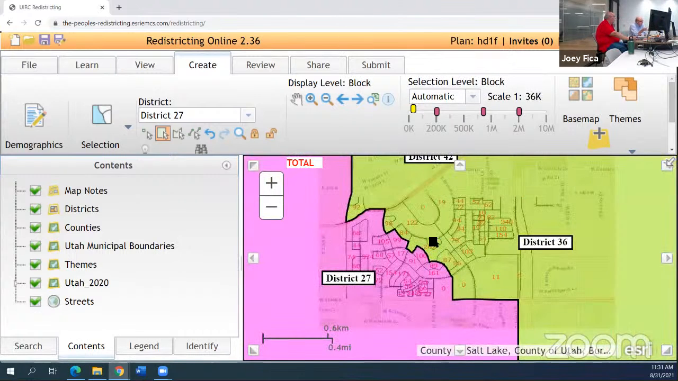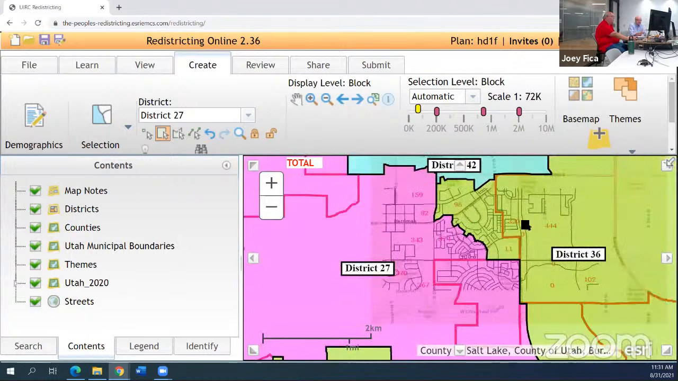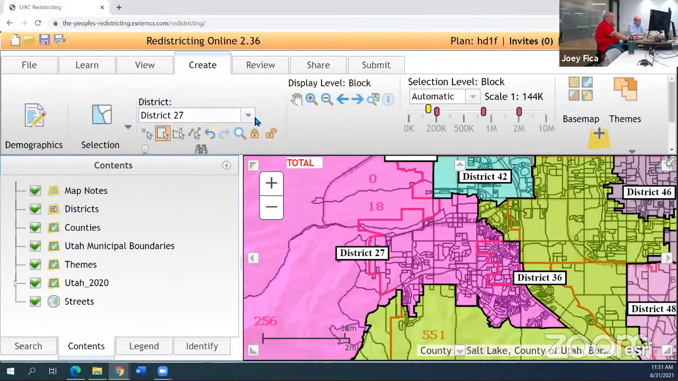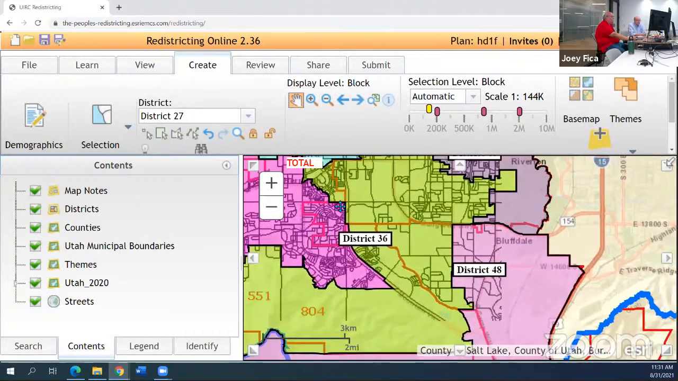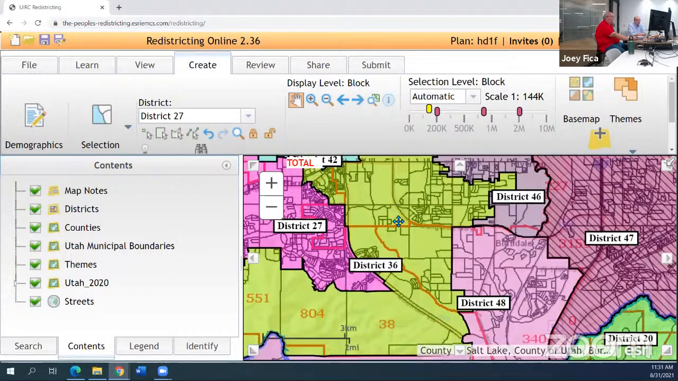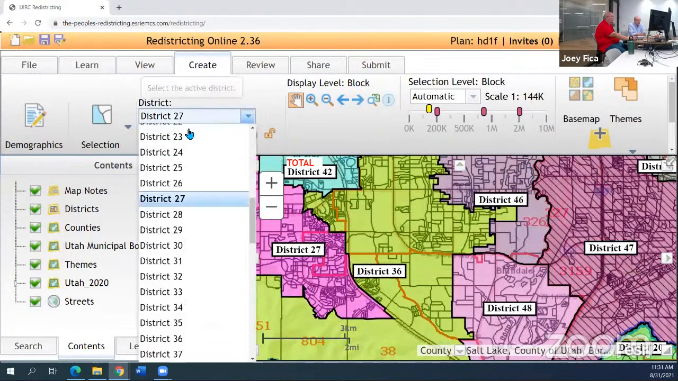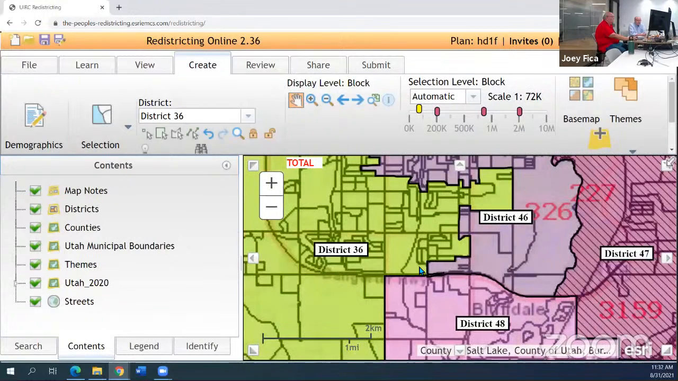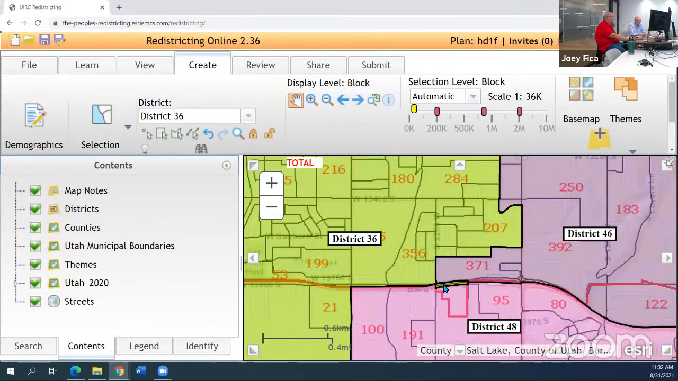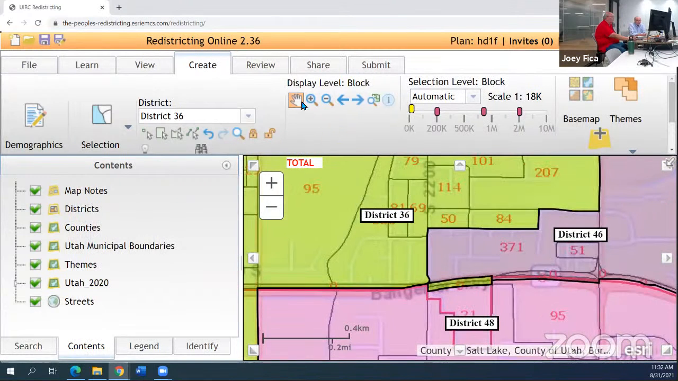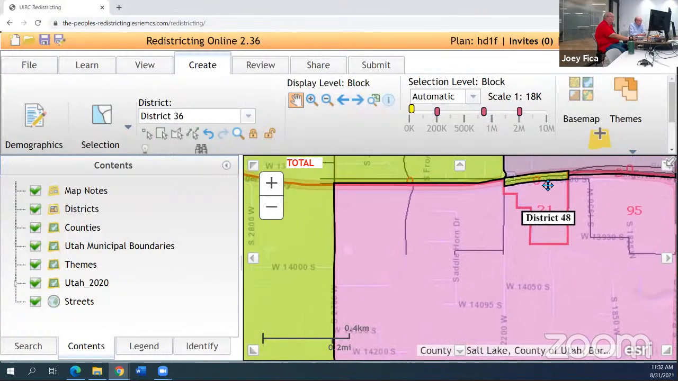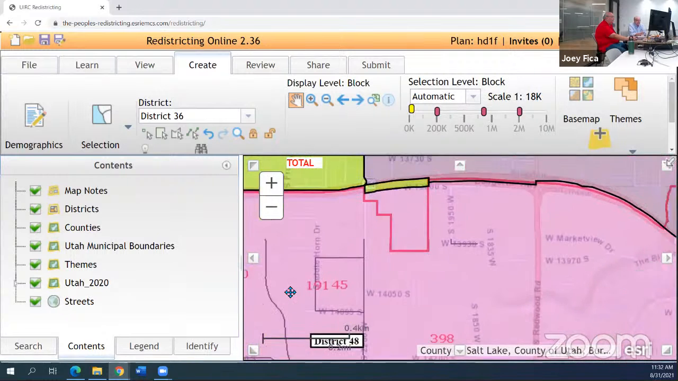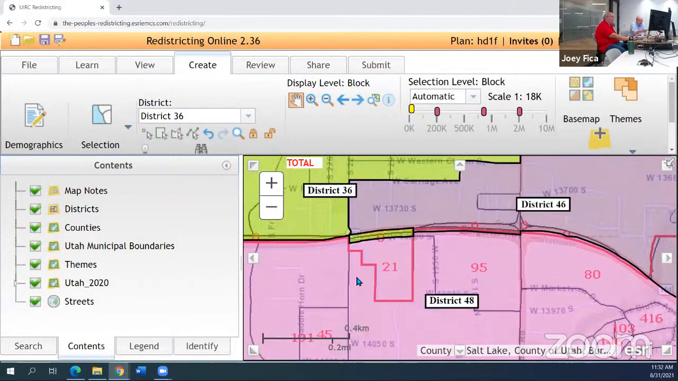So 36 is on the other side of 26. Where's 42? 42 is 17 under. Okay. 46 is 22 over, and 48 is 18 over. So we can look in here. Yeah, 46. 7 here. You've got to take from that and add it to here. Here's 27. Yeah. That ought to be changed to pink.